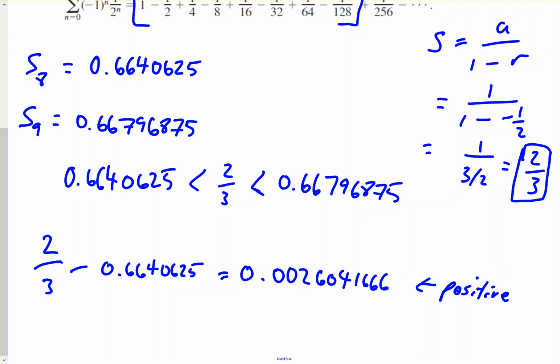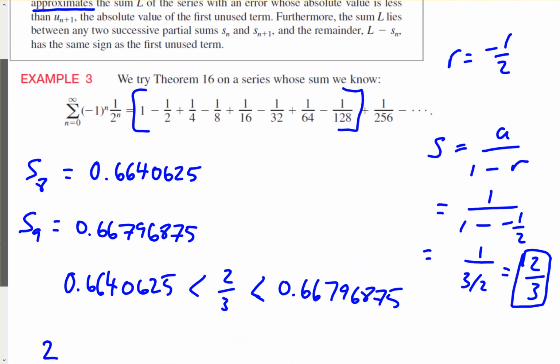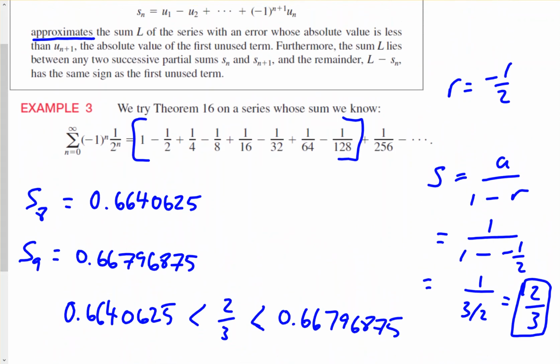And it's less than 1/256, which is 0.00390625. Okay, which satisfies that piece, right? The sum lies between any two successive partial sums, right?